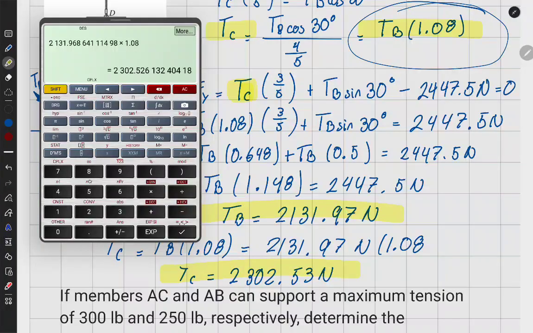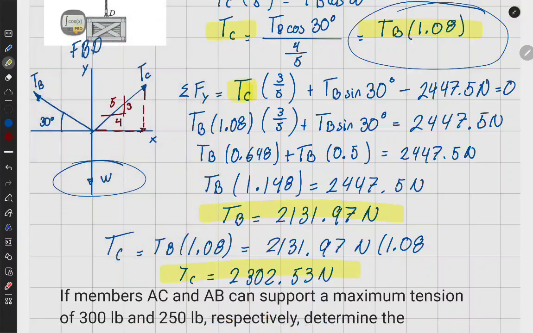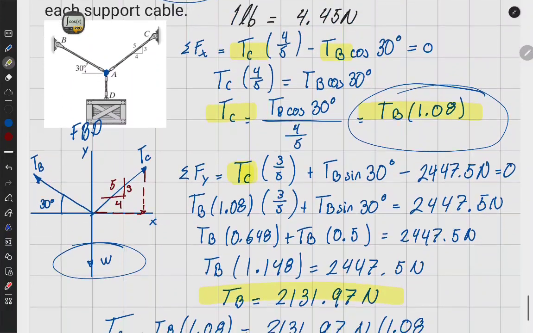So you need to find the tension in the cable C and in the cable B.